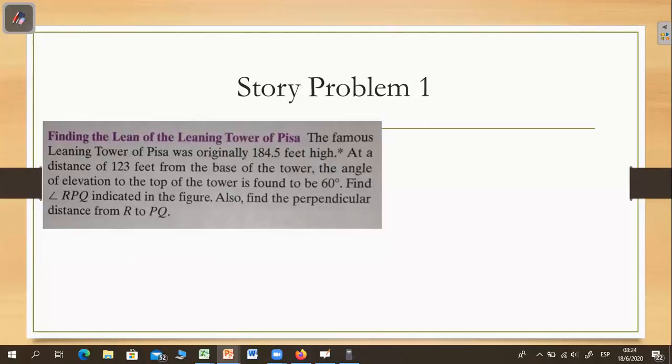It's related with the Tower of Pisa. You can look in Italy, I think. And the problem is interesting because it's related with something real. So the famous Leaning Tower of Pisa was originally 184.5 feet high. At a distance of 123 feet from the base of the tower, the angle of elevation to the top of the tower is found to be 60 degrees. Find the angle RPQ indicated in the figure. I'm gonna show you the figure, and also find the distance from R to PQ.